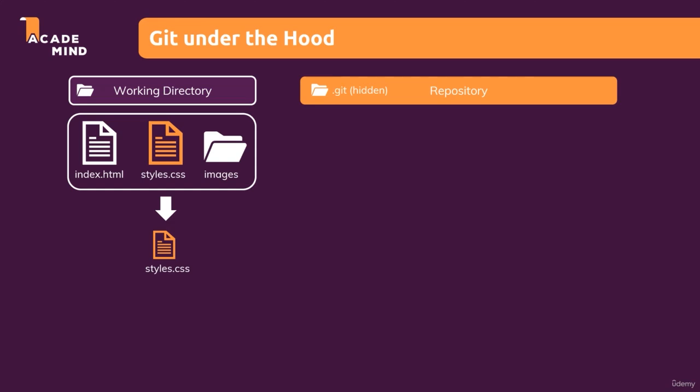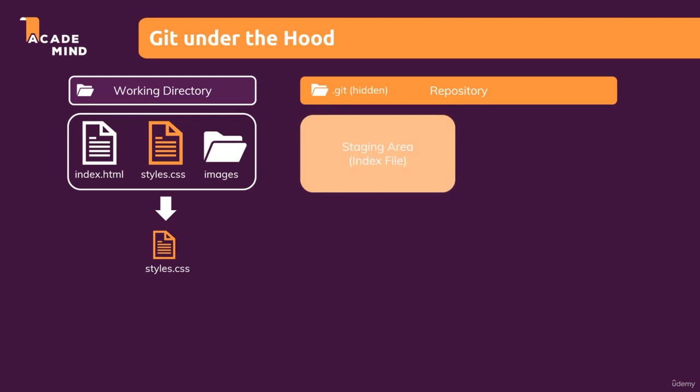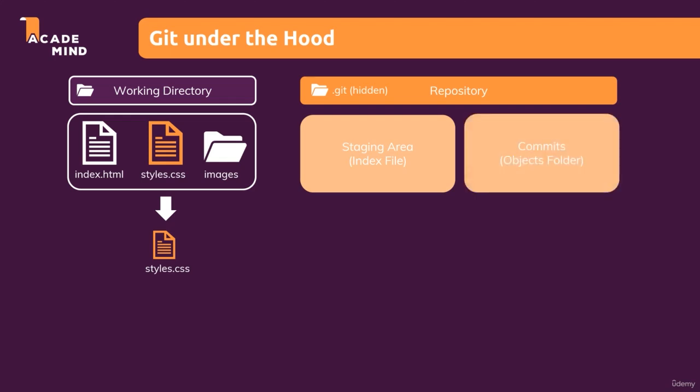The working directory is the part with the actual project files. The repository is the area where all the magic happens, all the version management magic, which makes Git such an efficient version management tool. To be able to perform these version management actions, the repository contains two different areas. The first area is the staging area, which is basically an index file. The second area is the objects folder, which contains the different commits, the different snapshots.